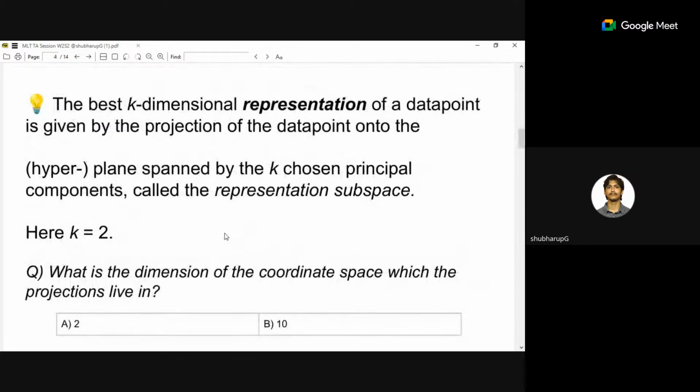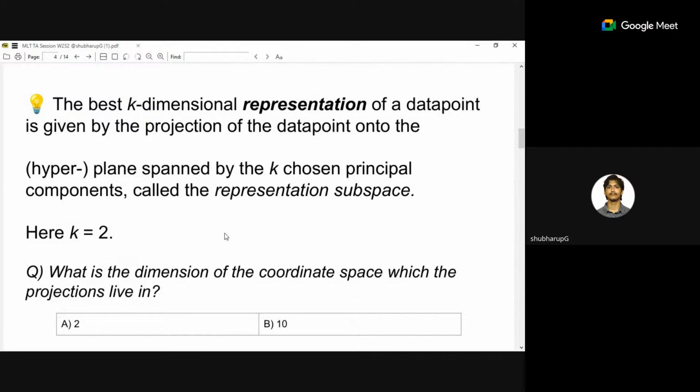Basically, we have a data point, let's say, and the data point is in 10D, right? I choose two principal components. I take the hyperplane spanned by these two principal components, and then I project onto this two-dimensional subspace, this plane, right? So after the projection, right?